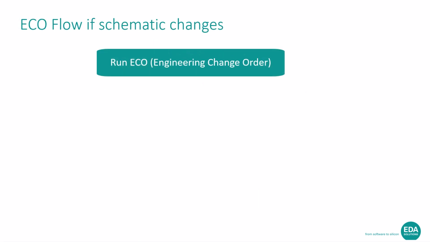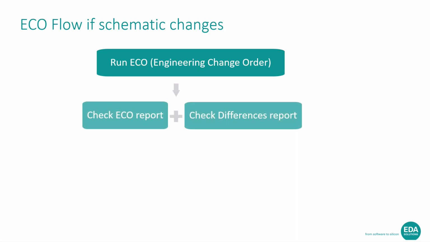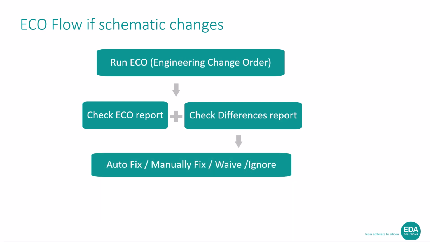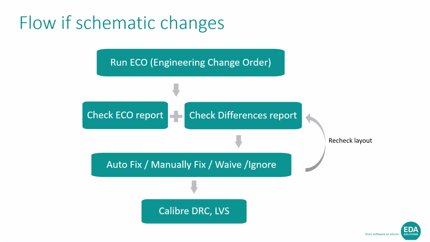During a design cycle, the schematic may change after the layout has already been generated, which leads to mismatches between the layout and schematic. In such cases, an ECO (engineering change order) process can be run, which generates two reports, the ECO report and the differences report. The differences can then be resolved automatically or manually, or marked as waived or ignored depending on the situation. Then, recheck the layout and proceed with the flow.